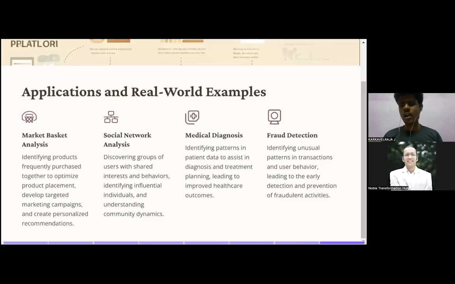Next, fraud detection: identifying unusual patterns in transactions and user behavior, leading to early detection and prevention of fraud activities. Whenever we are transacting money, if some kind of fraud occurs and similar patterns occur the next time, the transaction will be stopped there, so our money gets saved. So guys, these are the base recommendation systems that are built and their applications in the real world, like market basket analysis, social network analysis, medical diagnosis, and fraud detection. Not limited to this, there are n number of applications available.